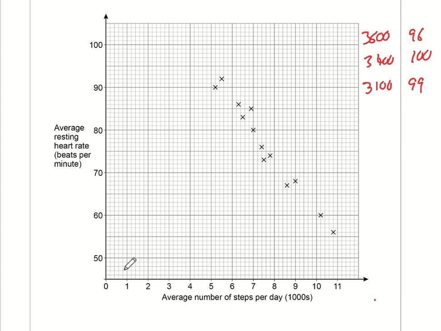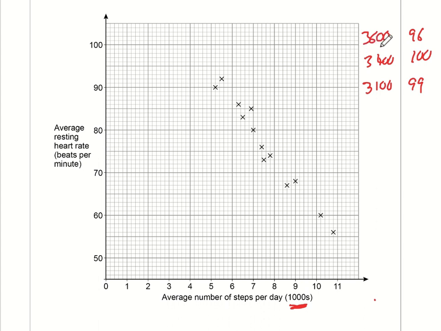Now what's going on the graph? Now along the bottom we've got the average number of steps per day, and this is in thousands, so 1,000, 2,000, 3,000, 4,000. So what that means is, since there are 5 lines between each 1,000, that means we're going up in 200s. For example, 1,000, 1,200, 1,400, 1,600, 1,800, 2,000. Up the side we're going up in 10s, 50, 60, 70, 80, so that means each line means an increase of 1 beat per minute.